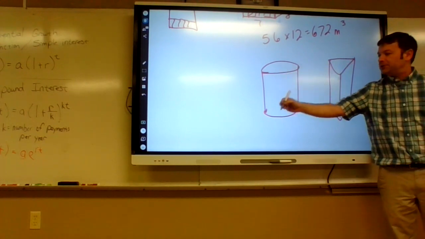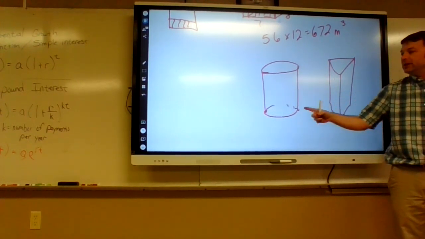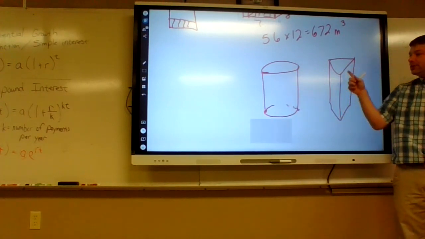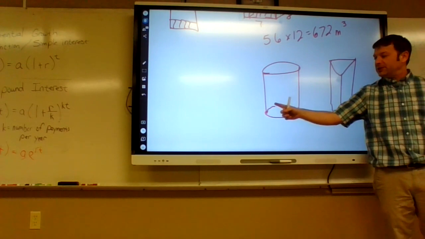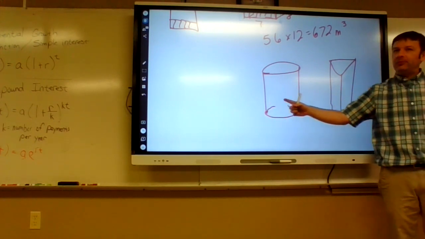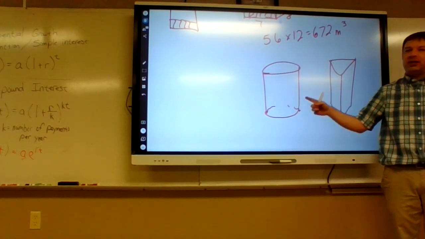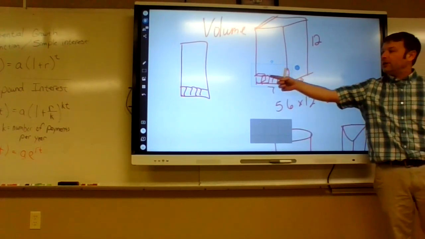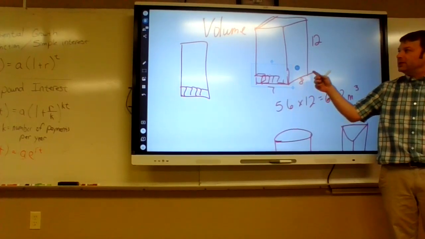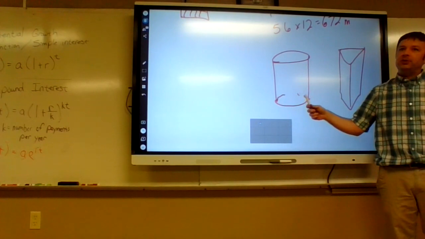Anything with the two bases identical, a prism or cylinder, you just find how big is the bottom, how much can fit on the bottom, the base area, and then you do that times the height, just like we did with our little office building here. How many fit on the bottom? 7 times 8, then times 12. But what if your base is a circle? Then what would we do for the base area?